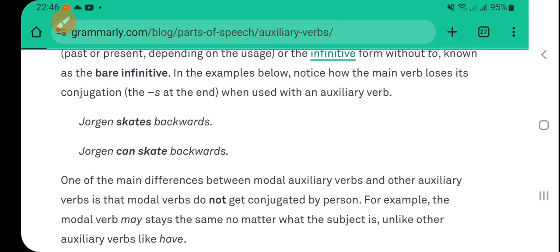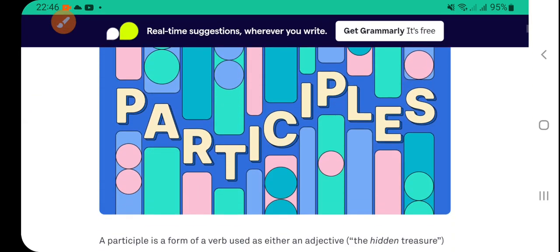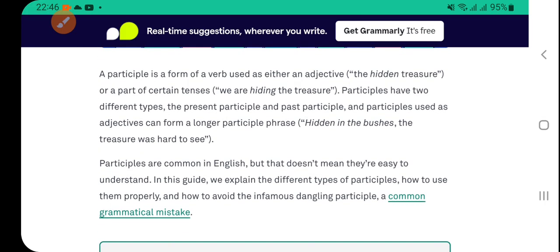What is a participle? Let me tell you. It's a very important part. Many a time students ask, what is a participle? So a participle is a form of verb used as either an adjective, right? The hidden treasure, hidden is an adjective, or as part of a certain tense, that is, we are hiding the treasure.